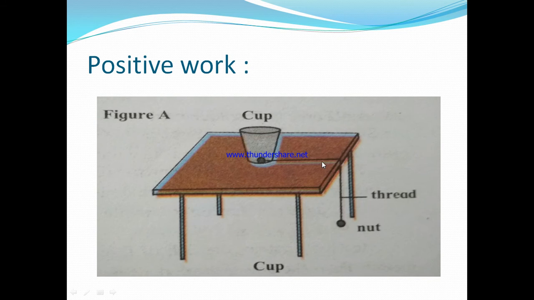See here. This is an example. In this same example, you will find positive work and zero work. Positive work from whose point of view? The cup is moving in the forward direction because this thread is pulling it. The force is in this direction and the displacement is in this direction, so this work is positive. The force is in this direction and the displacement is in that direction, so from the point of view of this force, the work done is zero.